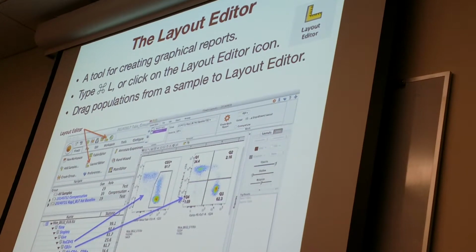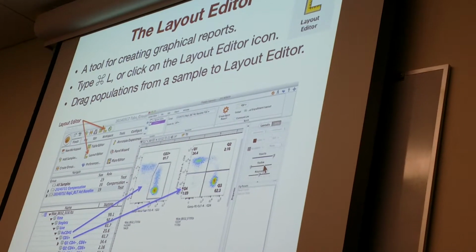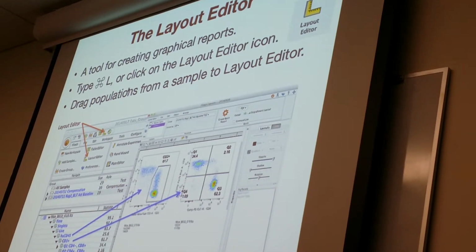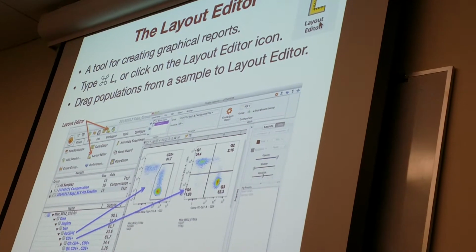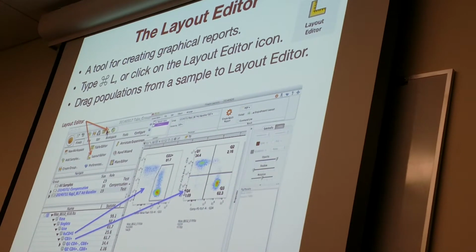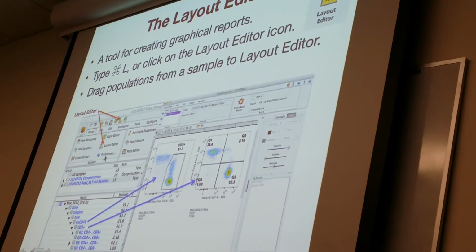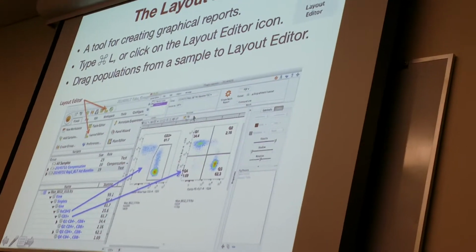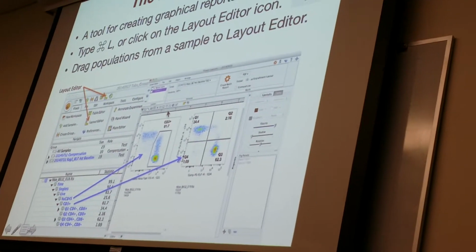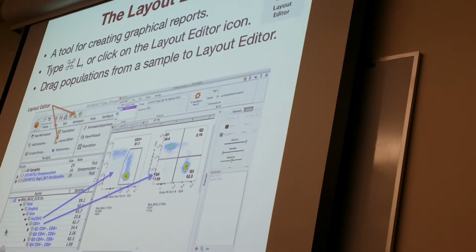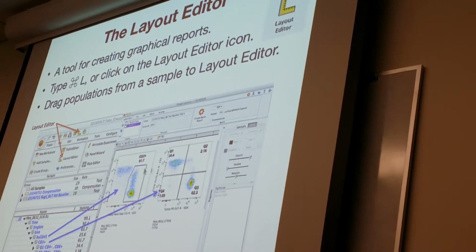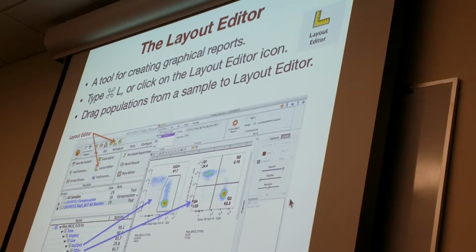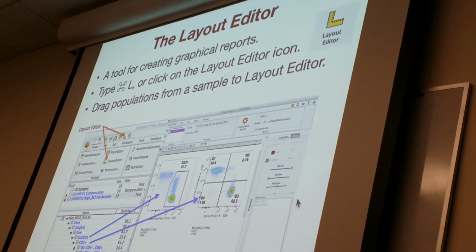The layout editor is a tool for visualizing the data, and you can get there by typing Command L, or the layout editor icon is located in the static toolbar up here, or it's in the navigate pane under the FlowJo tab. It'll open up a new FlowJo layout window with a blank layout, and to get your data in or to visually display plots, you want to drag and drop the populations of interest onto the layout.